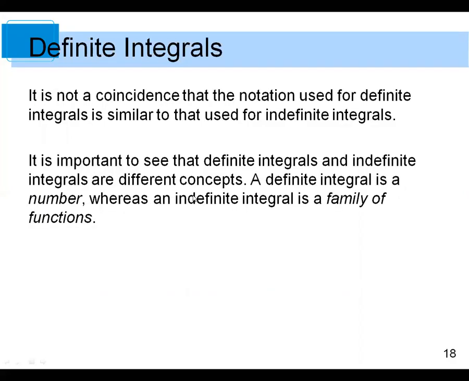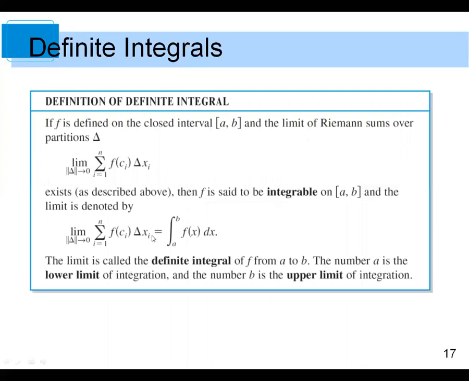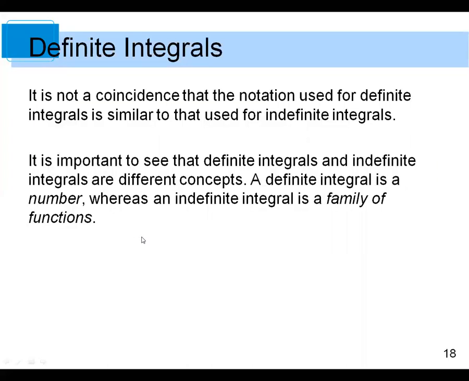So a and b are the same a and b that you have from your interval. All right? It is not a coincidence that the notation used for definite integrals is similar. In other words, it uses an elongated s instead of a Greek letter sigma, and it has a dx instead of a delta x. Okay, it's important to see that definite integrals and indefinite integrals are different concepts, however. A definite integral is a number which informally defines the area under a curve, whereas an indefinite integral is a family of functions. It gives you a function.